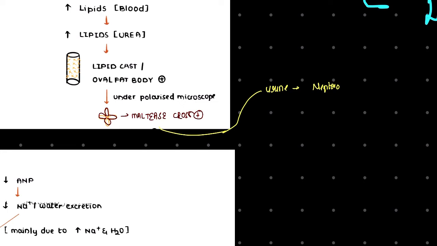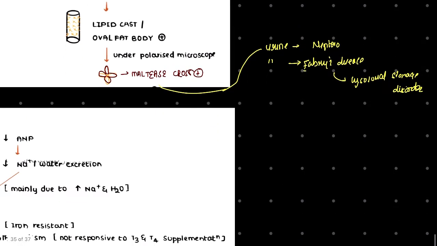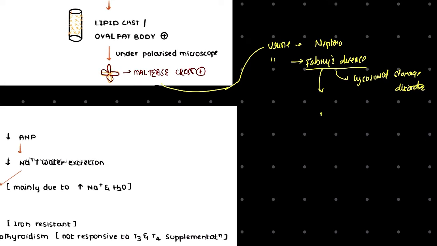Similarly, the Maltese cross is also seen in urine in the case of Fabry's disease, right? And what is Fabry's disease? This is an example of lysosomal storage disease or disorder. But in the case of Fabry's disease, the characteristic finding is the mulberry appearance, if you remember.